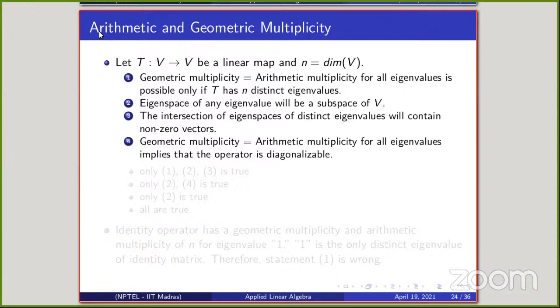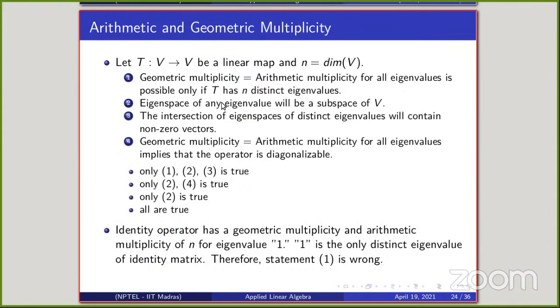The first statement says that geometric multiplicity is equal to arithmetic multiplicity for all eigenvalues if and only if the operator T has n distinct eigenvalues. The second statement says the eigenspace of any eigenvalue will be a subspace of V. The third statement says the intersection of eigenspaces of distinct eigenvalues will contain non-zero vectors. And the last statement says geometric multiplicity equal to arithmetic multiplicity for all eigenvalues implies that the operator is diagonalizable. We also have options which say only the first three are true, only the second and fourth statements are true, only the second statement is true, or all are true.